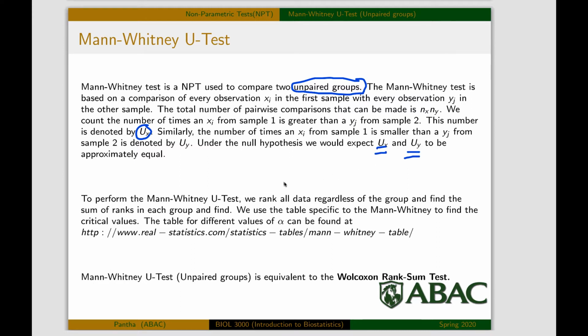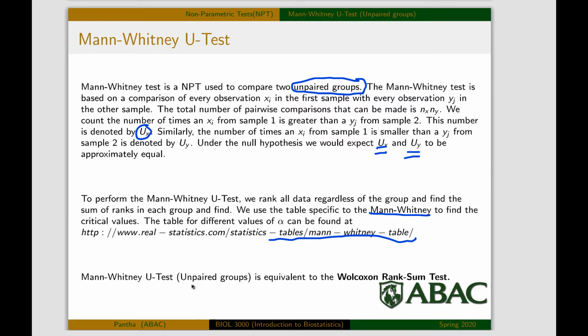To perform the Mann-Whitney U test, we rank all the data regardless of the group and find the sum of ranks in each group. To find the critical value, we use the Mann-Whitney table. The table for different values of alpha can be found at this website, but I will present a page of that table on the next slide.